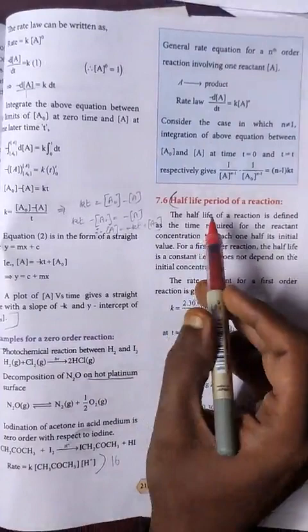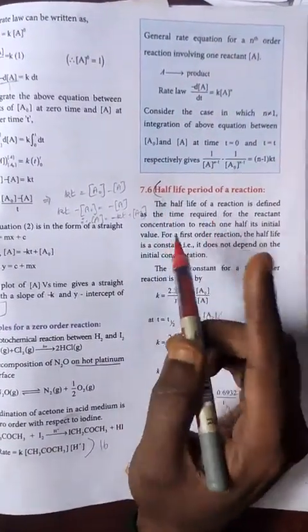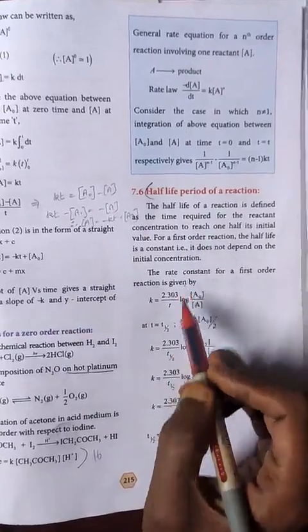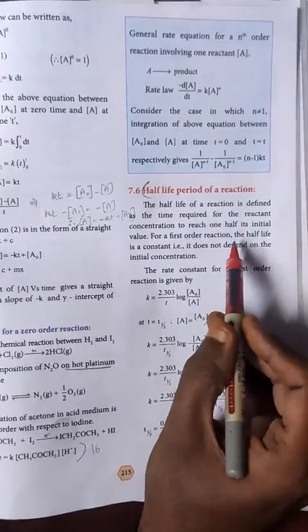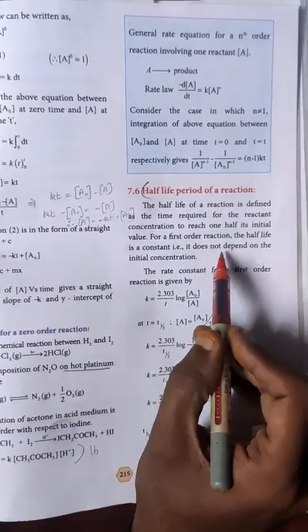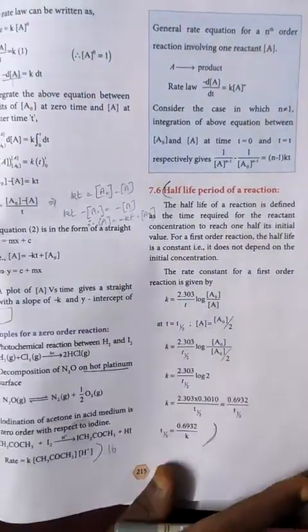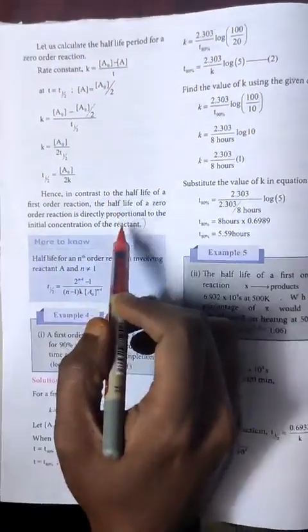Okay, next half-life period. Define half-life period. The answer is given here and in the summary also. And here it is a book back question. For first order reaction, half-life is a constant, that is, it does not depend upon the initial concentration. So this is the derivation part for that. And here it is a book inside question.